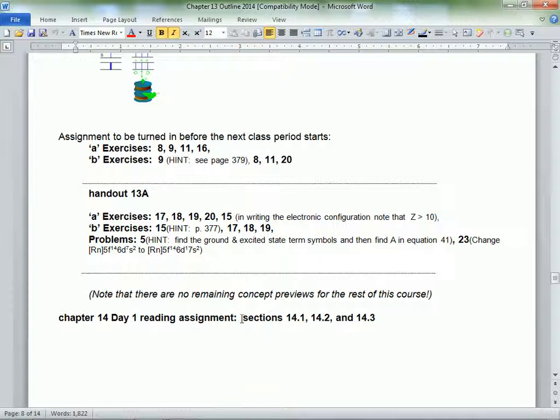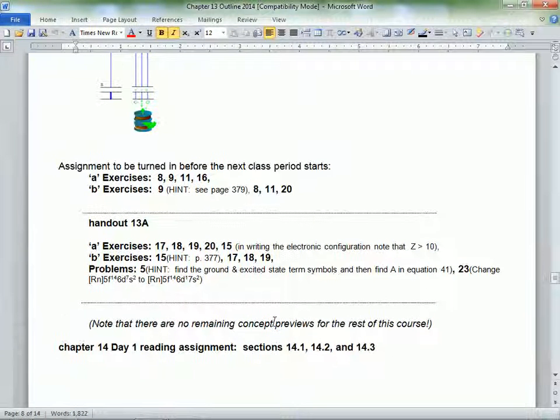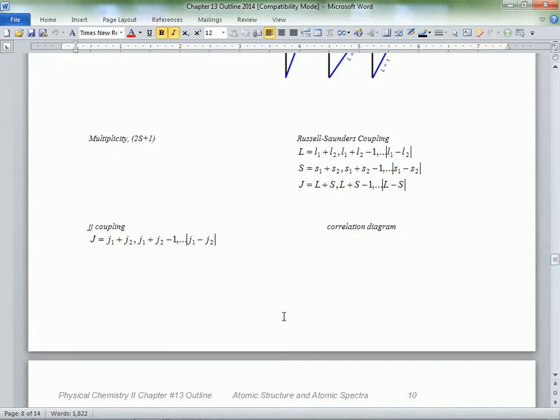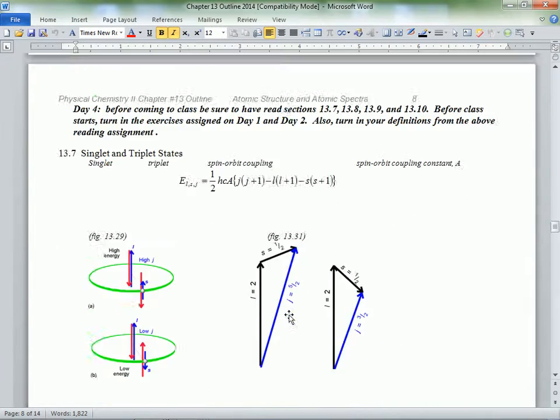So make sure you have the bold words there for Monday. Okay, so that's the game plan. Let's see how it works out.